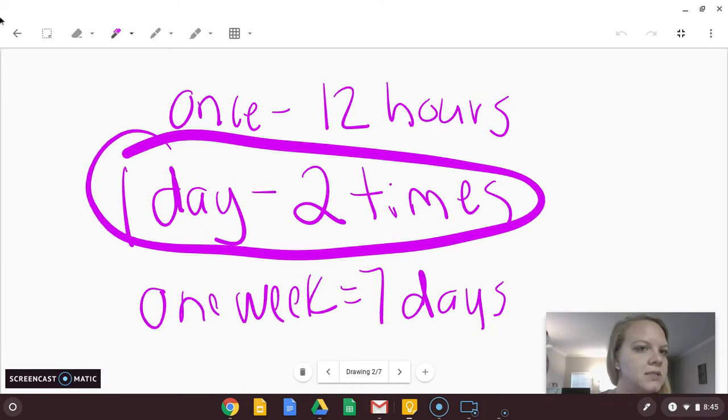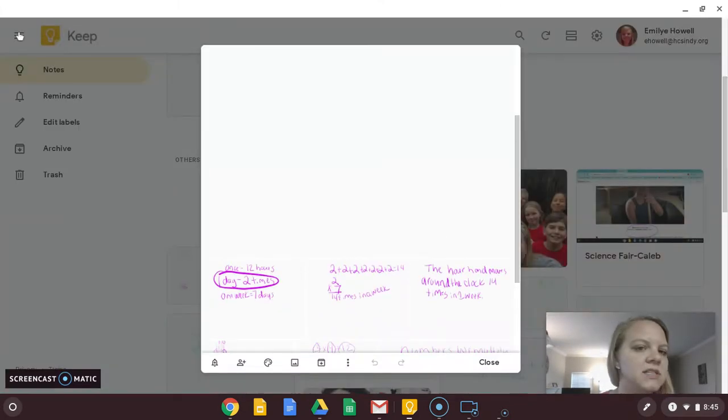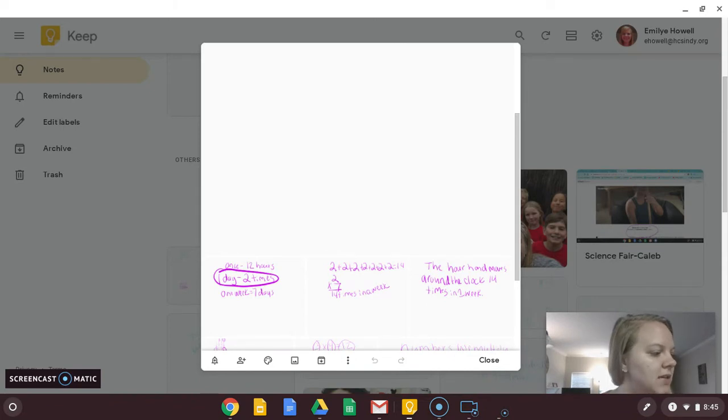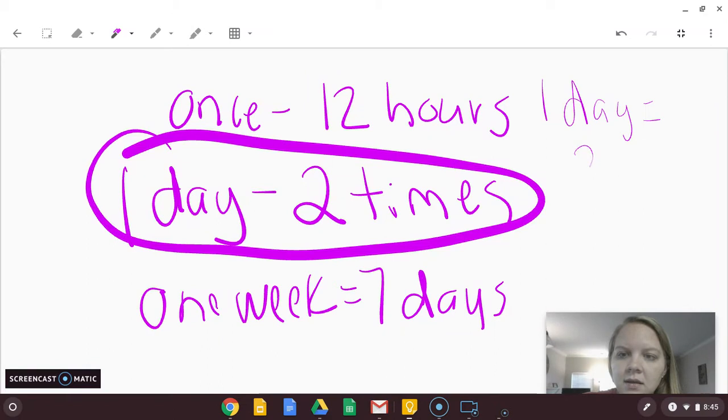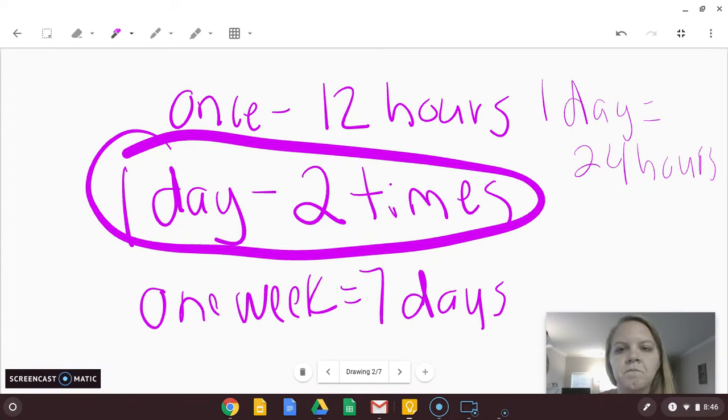It says, the hour hand moves around the face of a clock once every 12 hours. How many times does the hour hand move around the face of the clock once a week? Okay, so we have to think about what we know. It moves around the clock once every 12 hours. We know that one day equals 24 hours, right? So in one day it moves around twice because 24 is 2 sets of 12. That is how we know that in one day it moves around the clock 2 times.